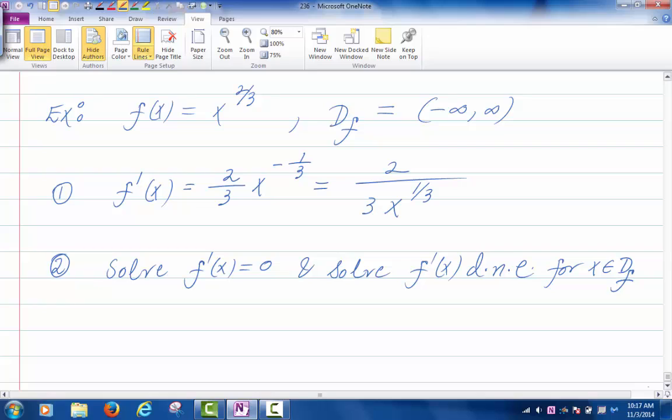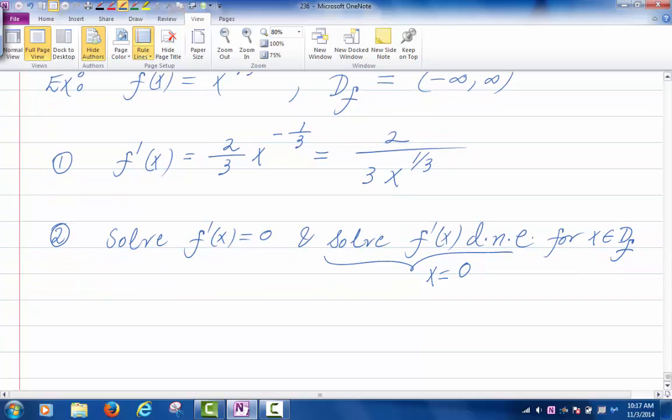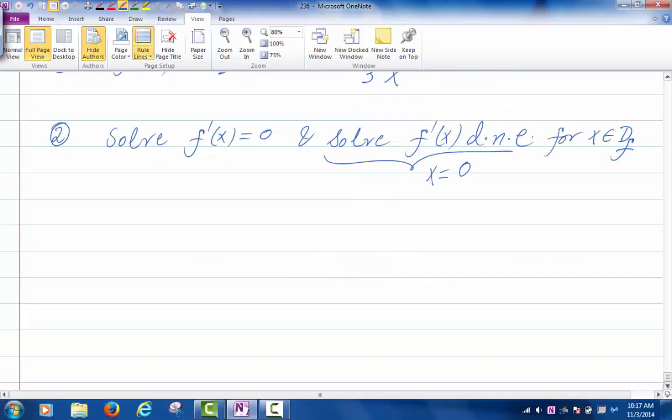In this case, the derivative can never be 0, right? Because the derivative is 2 divided by something, and the numerator is not 0, so it couldn't be 0. And so the only place where the derivative doesn't exist is where? 0. When x is 0, the derivative doesn't exist. So these are the critical points of the function f, the points where the derivative is either 0 or doesn't exist.